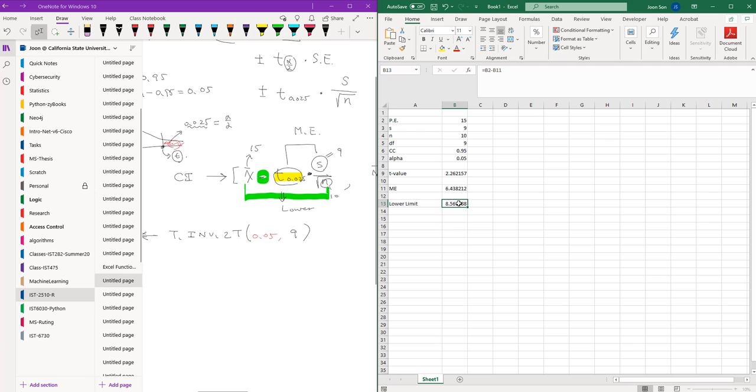I think now you can find the upper limit. That's the solution for problem number 2, and then find the upper limit as well. By the way, this is going to be on the final exam, so you have to really know how to do this. Practice and practice, okay?